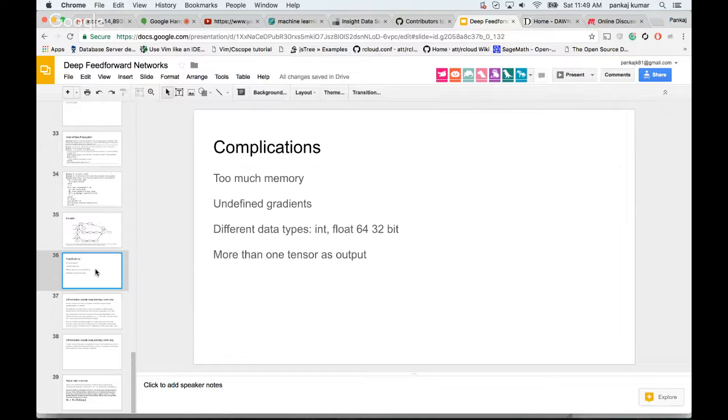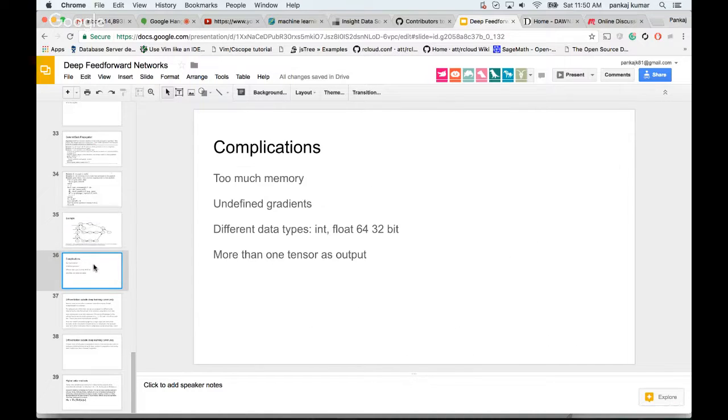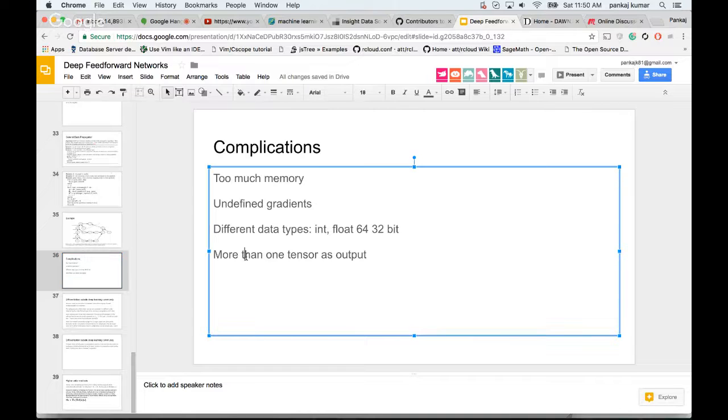But the book mentions that there are other problems with this as well. The way you put the tensors in memory could use too much memory, or for the non-linearities you could find undefined gradients, and sometimes you have different data types. So how do you put them together and differentiate back through them? And sometimes there is more than one tensor as output, so that causes problems. I forget exactly how.